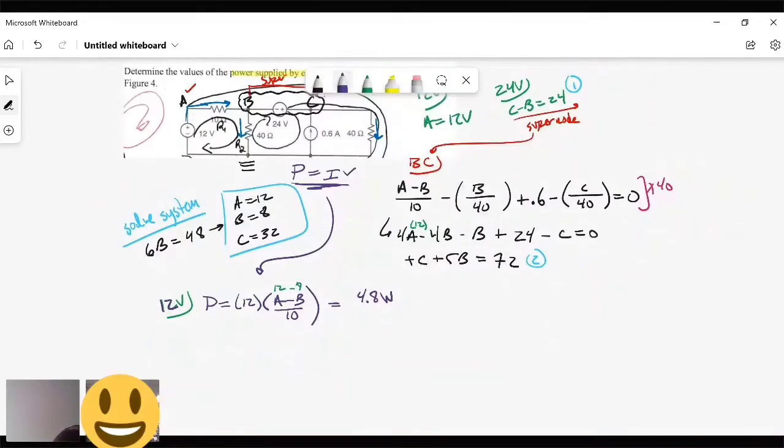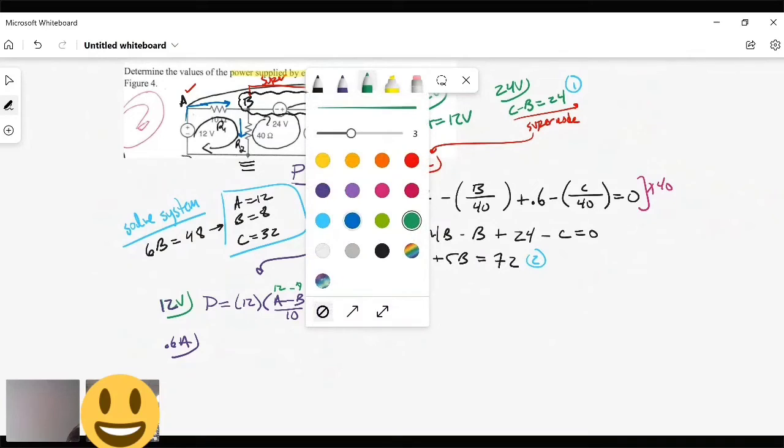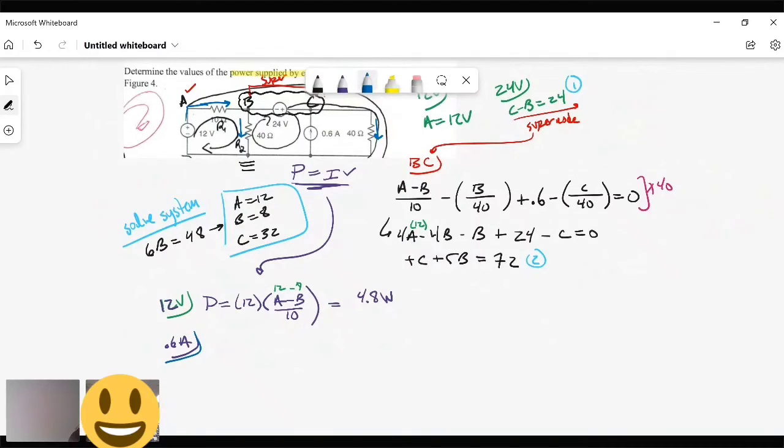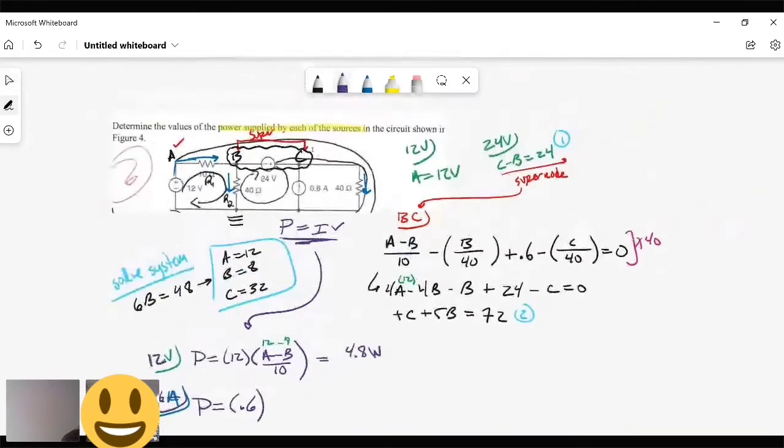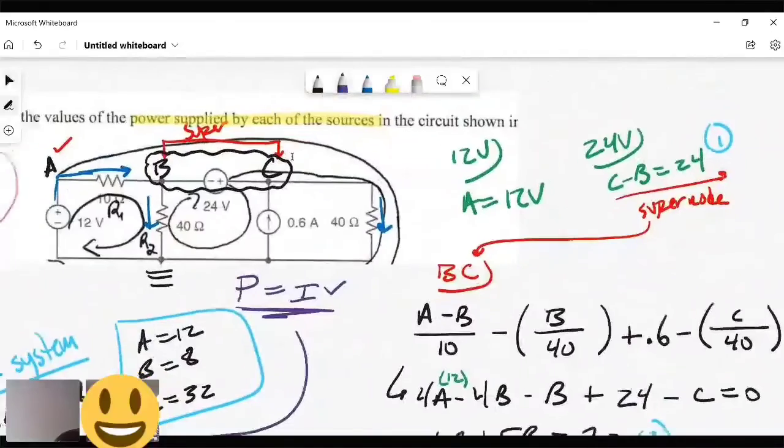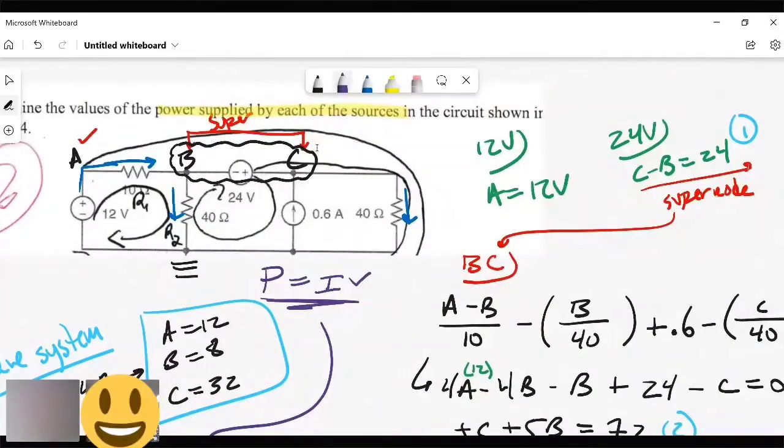So we're going to do the 0.6 amp next. Power equals the current, which is 0.6, but now I need the voltage. So take a look at the 0.6 amp. Can you tell me what the voltage on the 0.6 amp is?